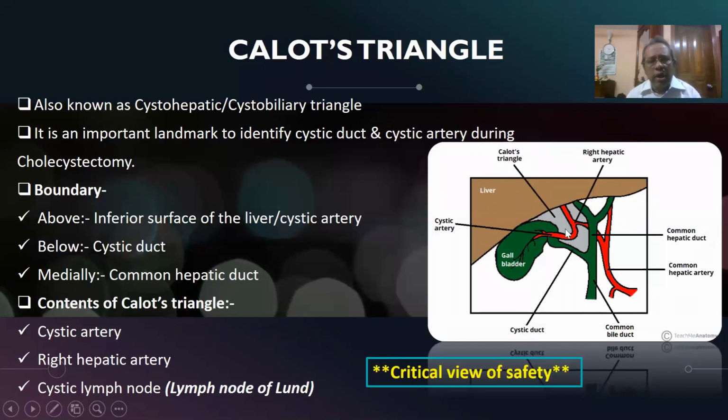The lymph node's name is the lymph node of Lund. So the important structures are the cystic artery and the lymph node. They are in very close relation to each other. Over the artery, there is a lymph node. It drains the lymphatics from the gallbladder to that node. For that reason, it is named the lymph node of Lund. During laparoscopic cholecystectomy, the lymph node lies over the cystic artery. So whenever you identify the lymph node, always be cautious, because you can reach near the artery.